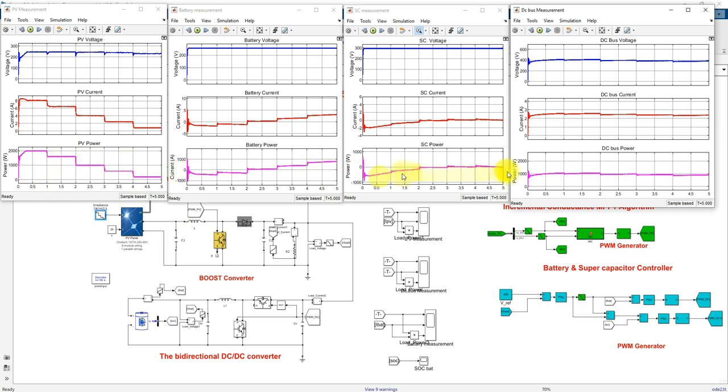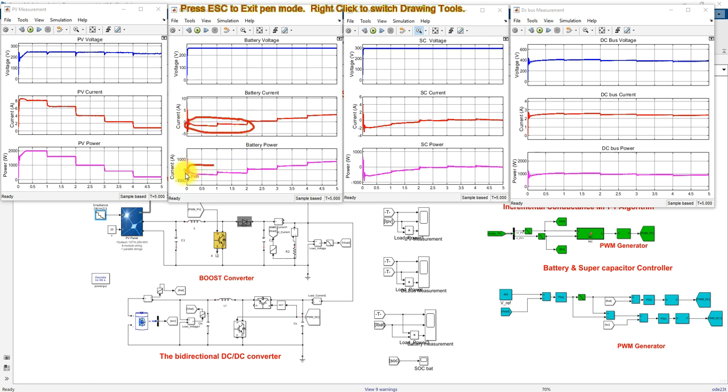So that means the load is 1000, and the PV power is more than 1000, so there is excess power. Because of that, you can see that the battery power, battery current, supercapacitor power and supercapacitor current are in the negative.